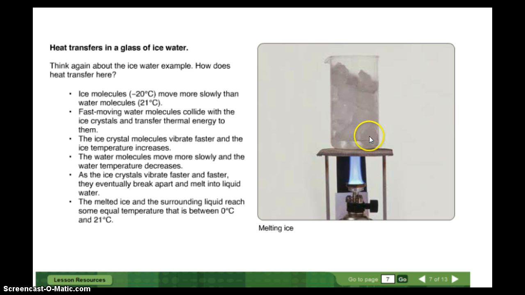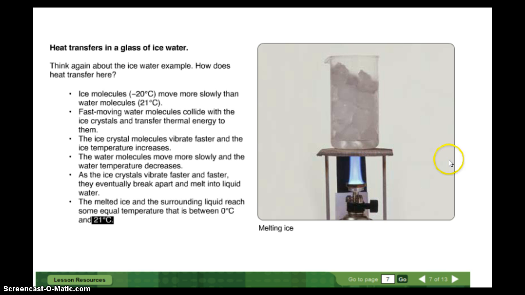The ice crystal molecules vibrate faster and the ice temperature increases. The water molecules move more slowly because it gave some of its energy to the ice, and the water temperature decreases. As the ice crystals vibrate faster and faster, they eventually break apart and melt into liquid water. The melted ice and the surrounding liquid reach the same equal temperature that's between 0 degrees Celsius and 21 degrees Celsius. Why does it have to be at least 0? Because we're saying that it all melted, and so water melts at 0 degrees Celsius, and obviously it can't be warmer than 21 degrees because that's how warm the water is.